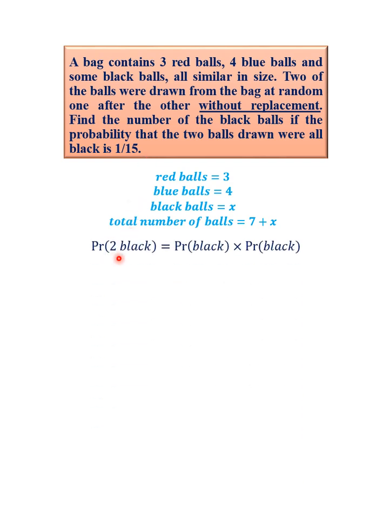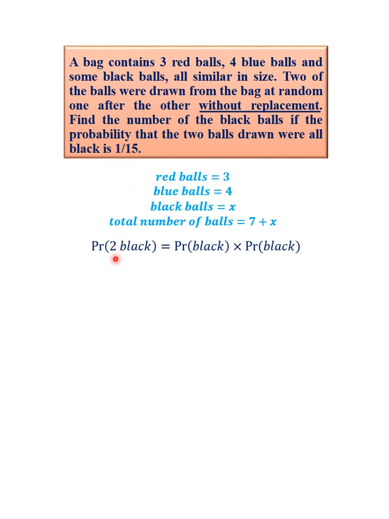What it means is that the probability that the two balls are black means the first ball is black and the probability that the second ball is also black. That is what it means to say that the 2 balls drawn were all black. It means the probability that the first ball drawn is black, and the probability that the second ball drawn is equally black. And that answer is 1 over 15.